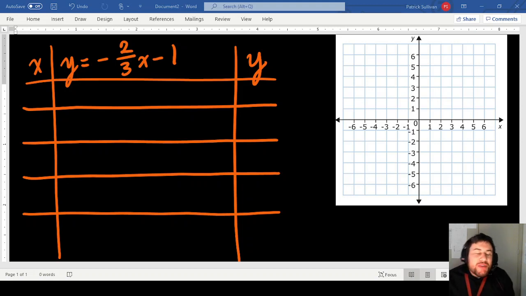All right, hello everyone. Welcome to the second part of graphing a linear function when you have a fraction coefficient. So we are given the equation y equals negative 2/3 times x minus 1.